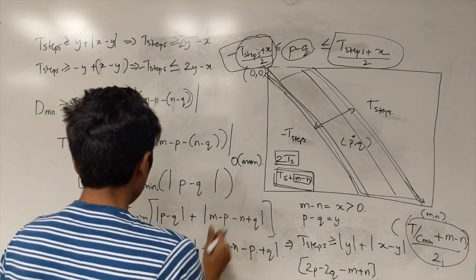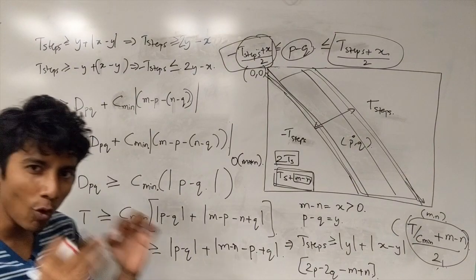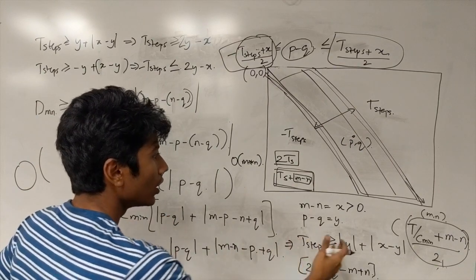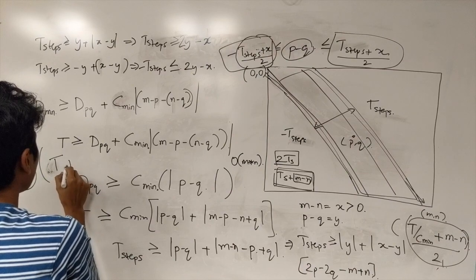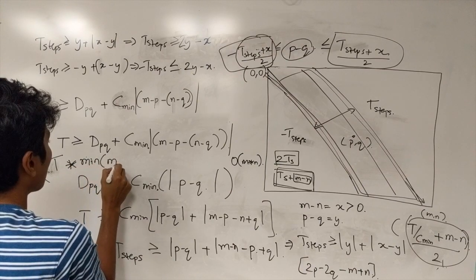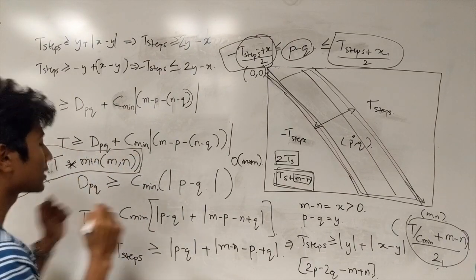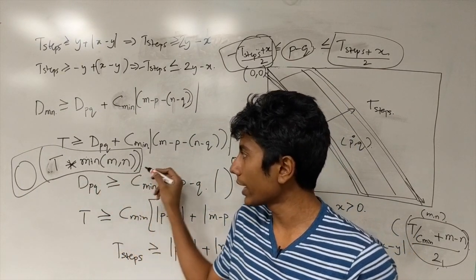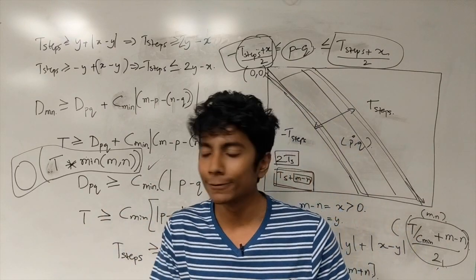So overall time complexity, I'll just write it down over here to make it even more messy, is going to be T into minimum of m comma n. That's the overall time complexity. So if T is small, which is what it usually is, you can actually get this done. And so your approximate string matcher now is going to work like magic.